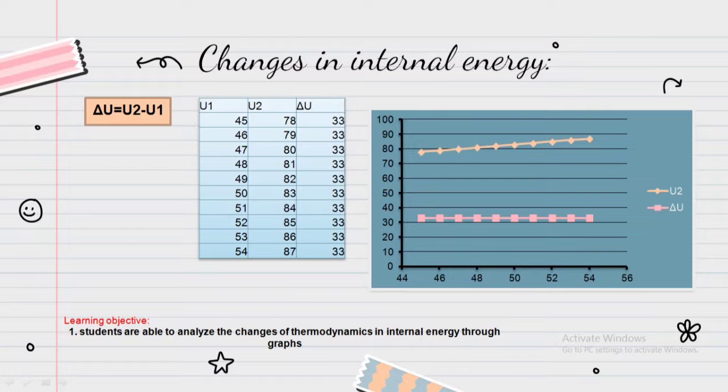The last topic I will explain is about change in internal energy. It can be formulated as delta U equals U2 minus U1. The samples used: where U2 is 78 and U1 equals 45, then delta U equals 33. And then the second example is U2 equals 79 and U1 is 46, delta U is 33, and so on. So we can see in the picture the graph is still moving.